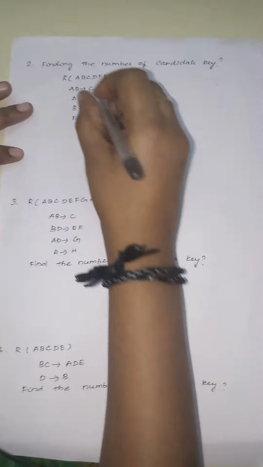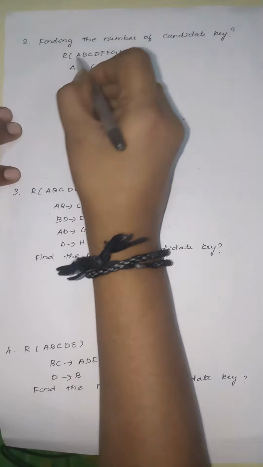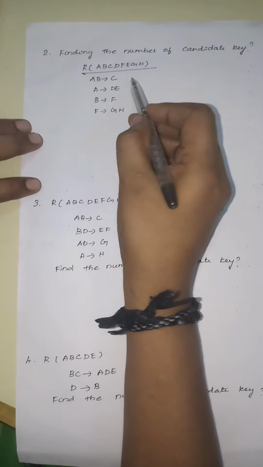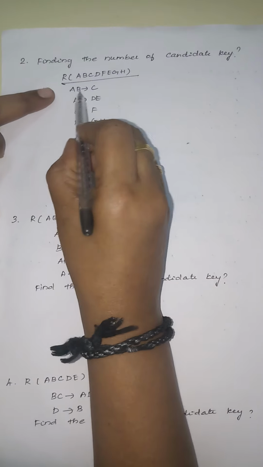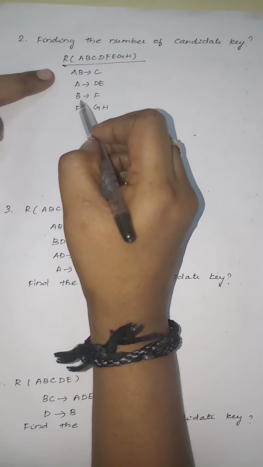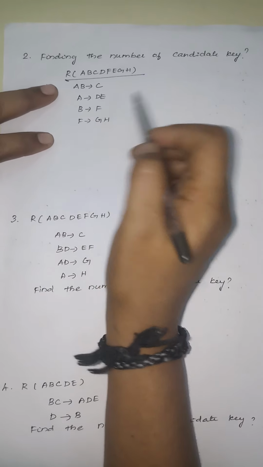Let us consider the next question. For example, finding the number of candidate keys, relation R is given. The functional dependencies will be listed here: AB tends to C, A tends to DE, B tends to F, F tends to GH.